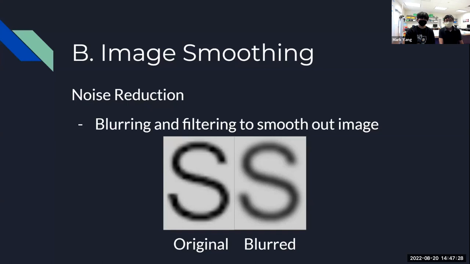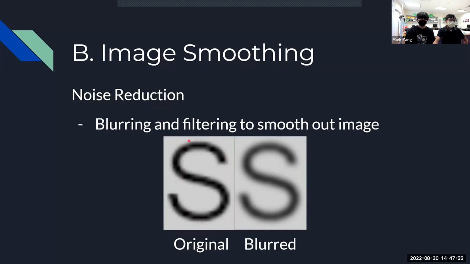Next up is image smoothing. As with all other sensors, you're going to get some noise. And in the case of images, noise can be some visual artifacts or random pixels that you don't want in the image. So we use blurring and filtering to smooth out our image. On the left here, we have our original image. And you can see it's not a bad S.